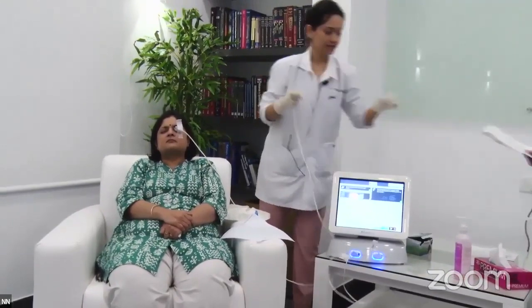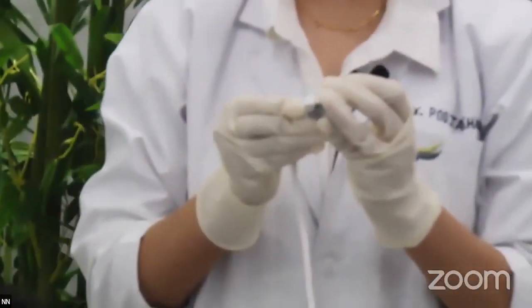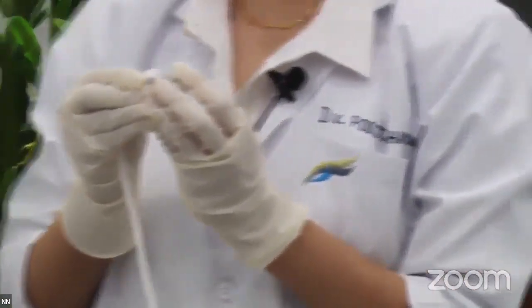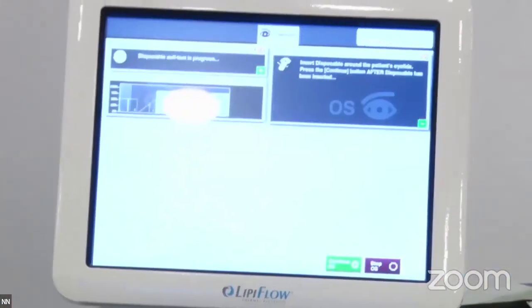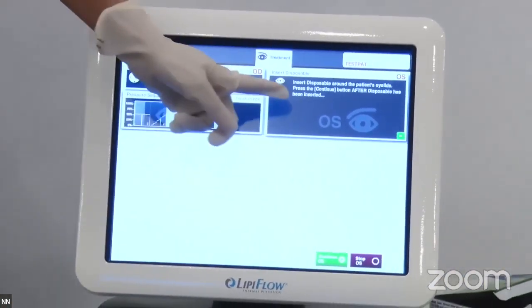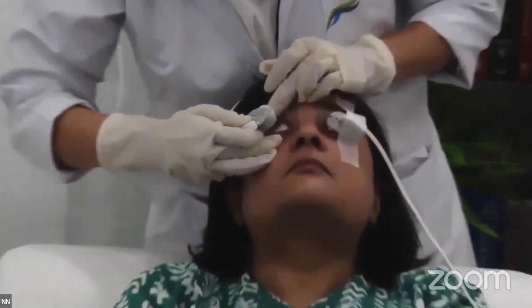The same thing with the other eye. We first activate the applicators, putting it with the plug which is available. And once the machine gives us a green signal, the machine gives us a message here that yes, now you are ready to go ahead and apply the applicator on the patient's eye. Look up now.